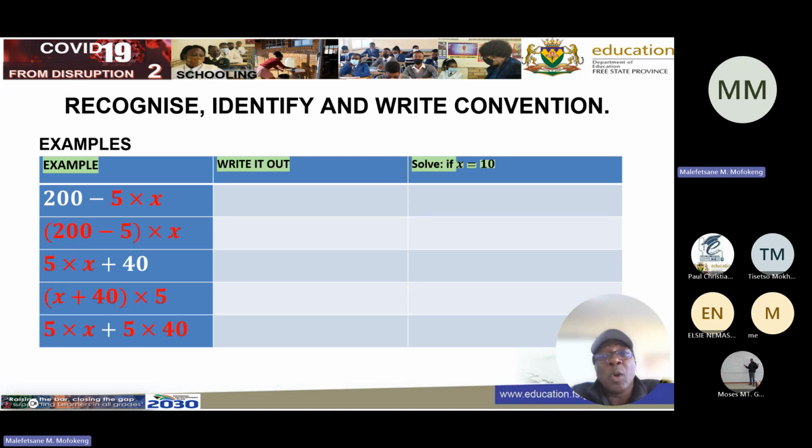If now we want to solve for x, if x is given as 10, meaning we have to substitute where there is x by 10. The first one will be 200 minus 5 into 10. When you multiply 5 by 10 it is 50, and the difference is going to be 150. You can do the rest.